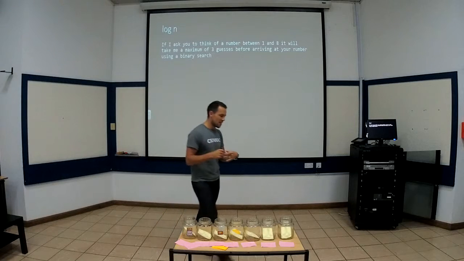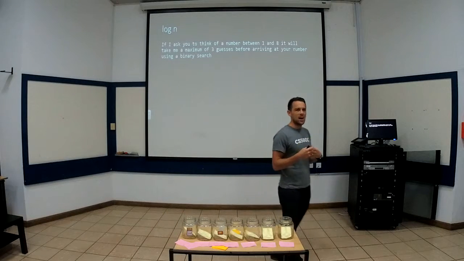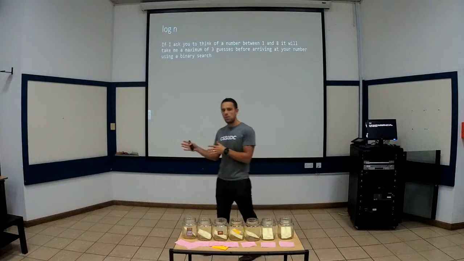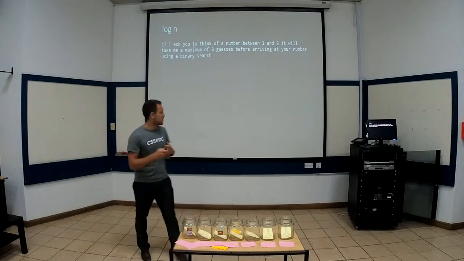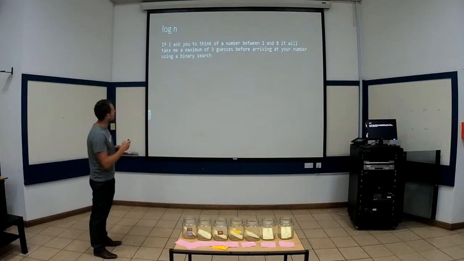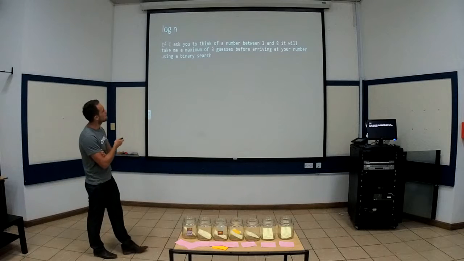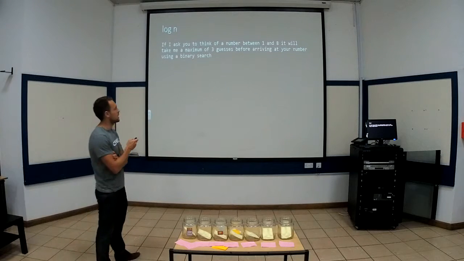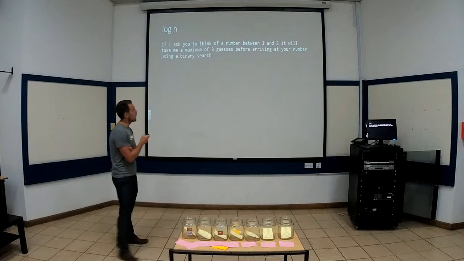And the idea of that is, like I said, I'm using a divide and conquer algorithm. Every time I guess their number, I can halve the number. And it does actually amaze them a little bit. So I just want to give you this example. If I ask you to think of a number between 1 and 8, I can guarantee it will take me a maximum of 3 guesses before arriving at your number.